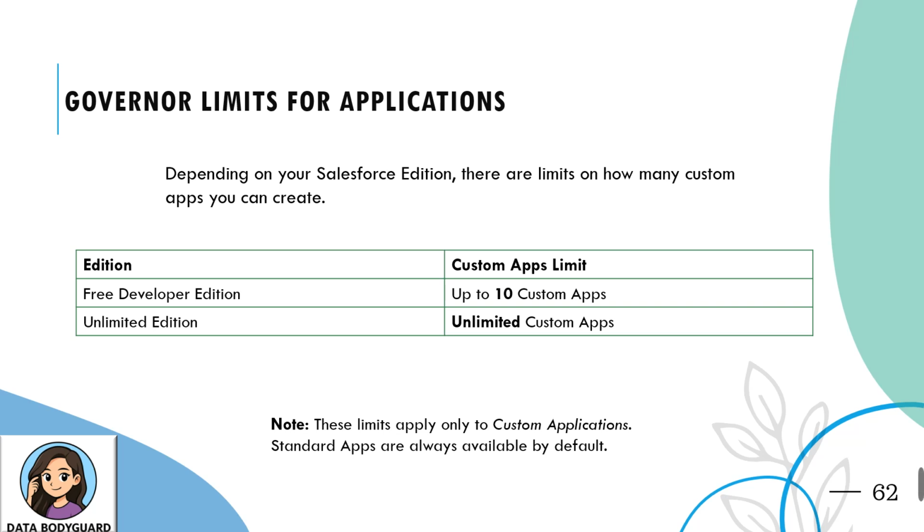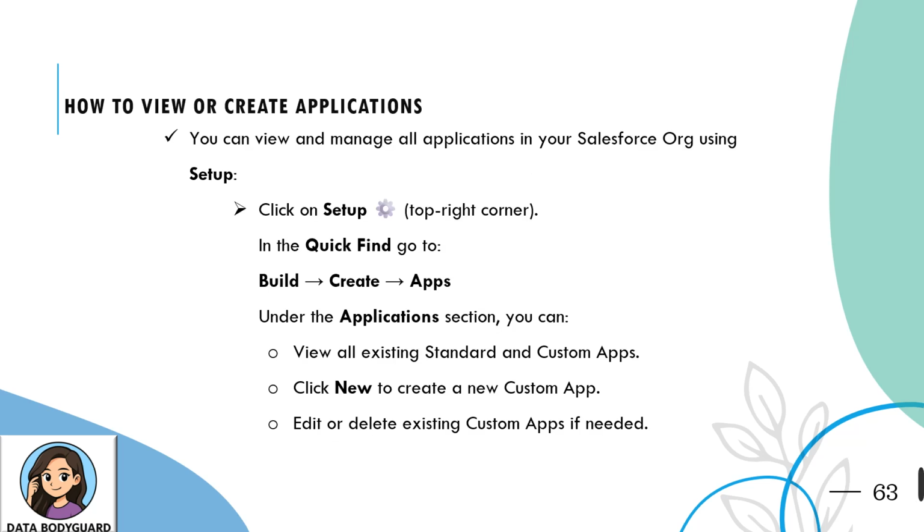So a few things we have to remember. These limits apply only to the custom applications. Standard applications are always available by default. If there are, say, 10 standard applications, it will be like that only, and on top of that we can create our custom applications. If it is a developer edition, only 10 custom applications we can create. If it is a paid version, unlimited edition, we can create unlimited custom applications.